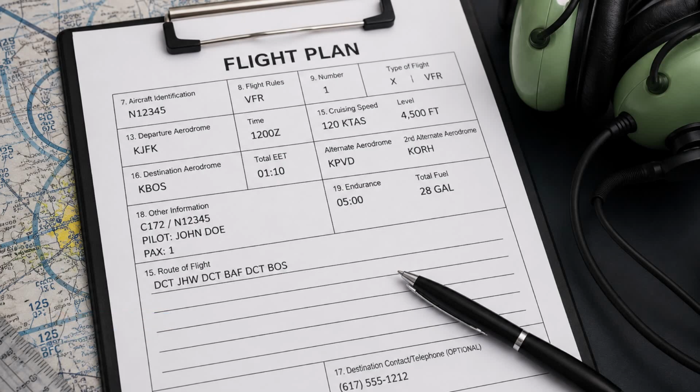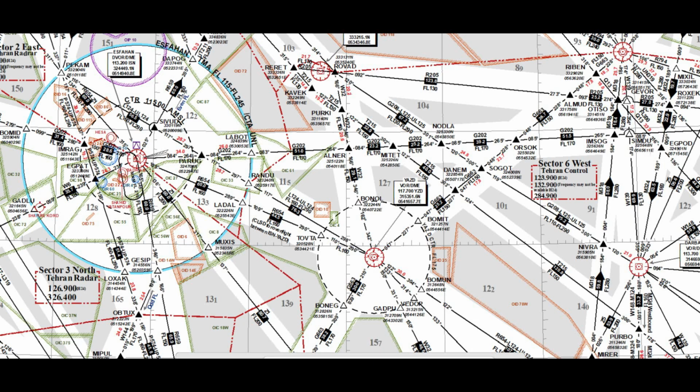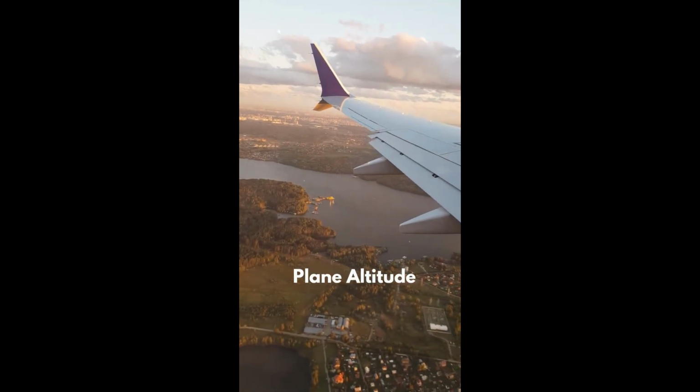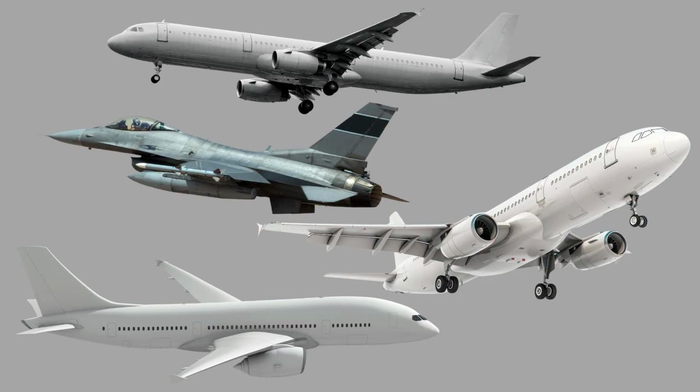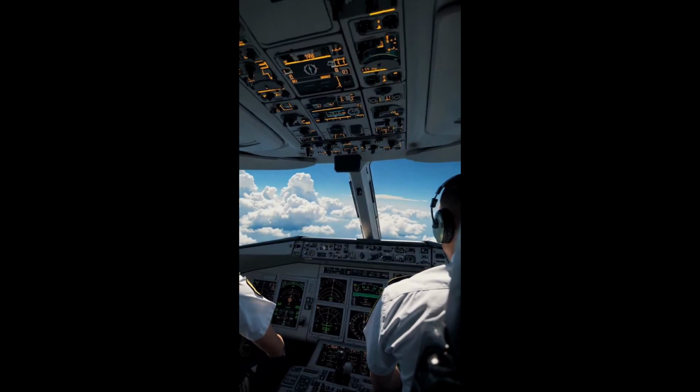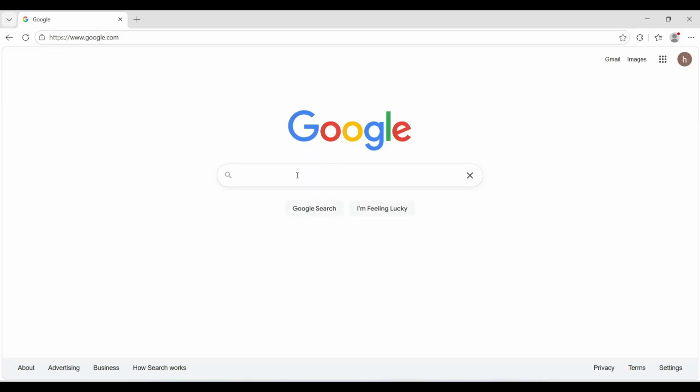A flight plan is a document submitted to air traffic control before a flight that contains key information about the trip, such as route, departure and destination, planned altitude, departure and arrival times, aircraft type, fuel on board, crew and equipment detail. Alright, now we're going to create our flight plan.